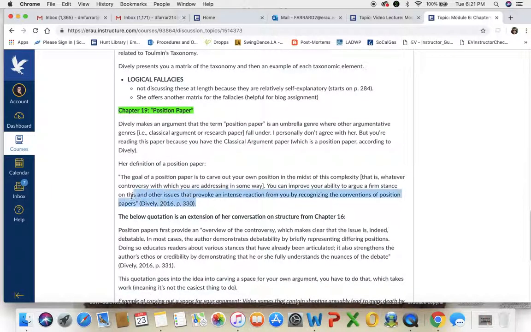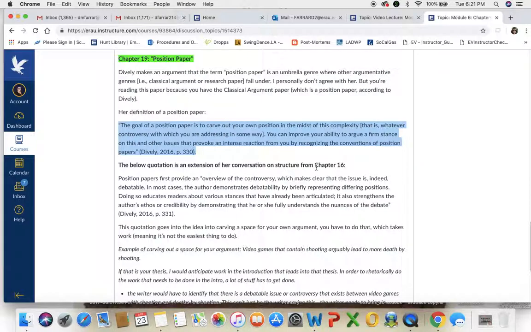So she gives a definition of it, which is that the goal of the position paper is to carve out your own position in the midst of this complexity. When she talks about complexity, she means whatever controversy you are addressing in some way for your paper. And you can improve your ability to argue a firm stance on this and other issues that provoke an intense reaction from you by recognizing the conventions of position papers.